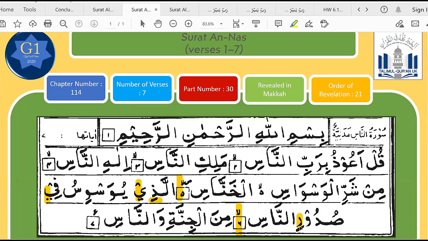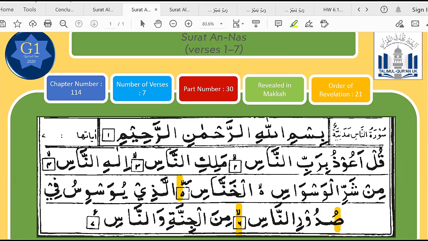Again, we are going to join the ra mutaharrik straight to noon mushaddad, and it is going to be sudurin nas. Just remember to prolong for 2 seconds. We have alif madda as well, so we have to prolong for 2 seconds. And the seen, when we pause on it, the kasra will change into sukoon.